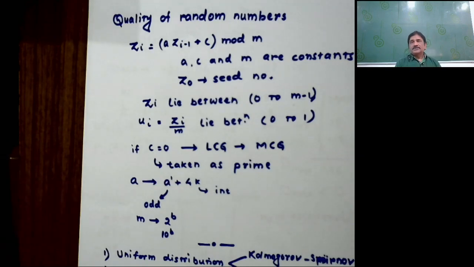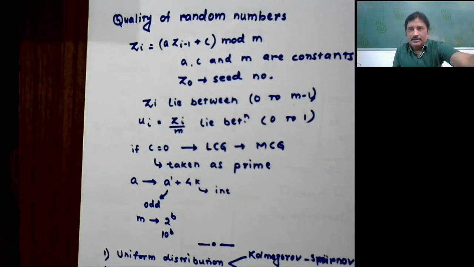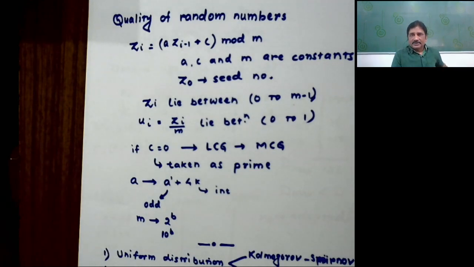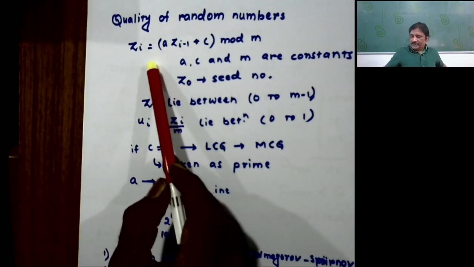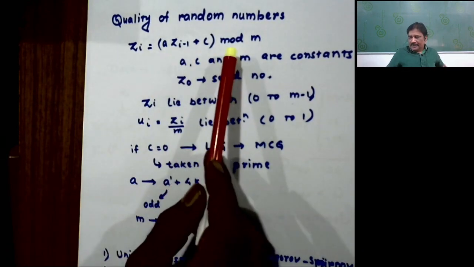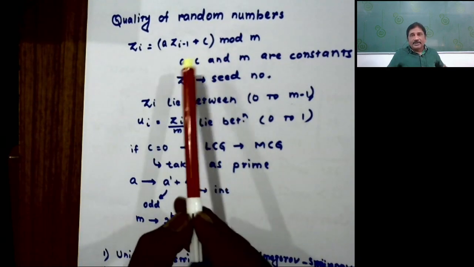In our last lecture, we have seen how to generate random numbers by using the linear congruential method. We will be taking a brief recap of that method. If you want details, you can refer to the last lecture. Every ith random number is generated by using this formula, wherein mod is a very important operation.